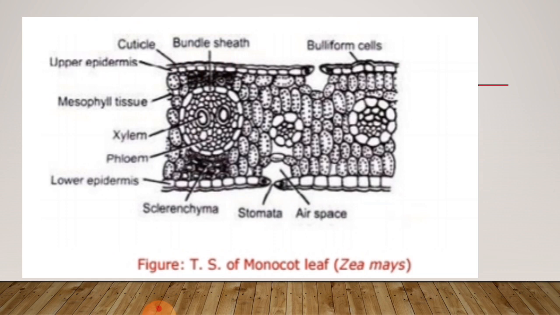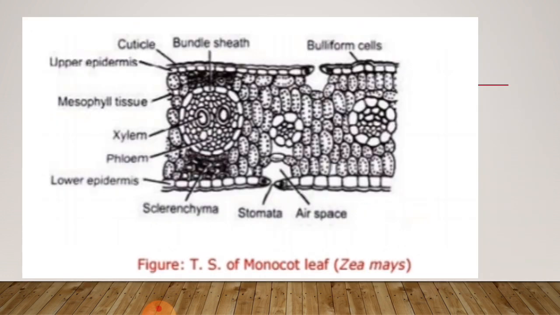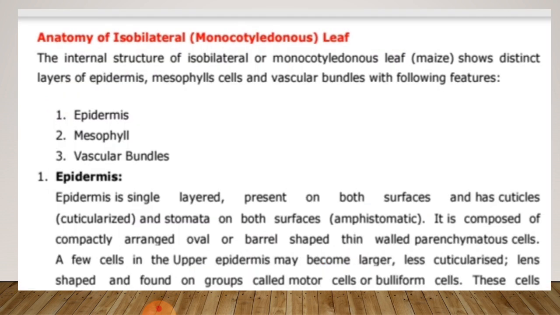In case of this isobilateral leaf, there are stomata on both surfaces. When stomata are present on both surfaces, such a type of leaf is called amphistomatic. It is composed of compactly arranged oval or barrel shaped thin-walled parenchymatous cells.